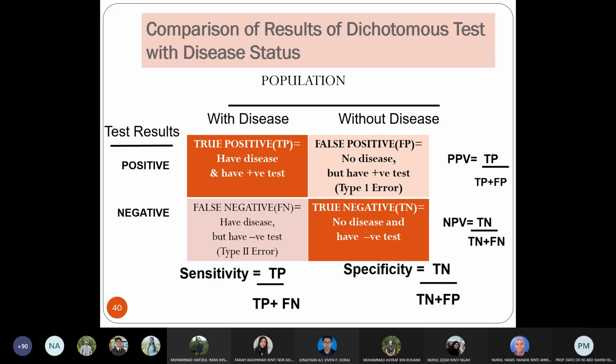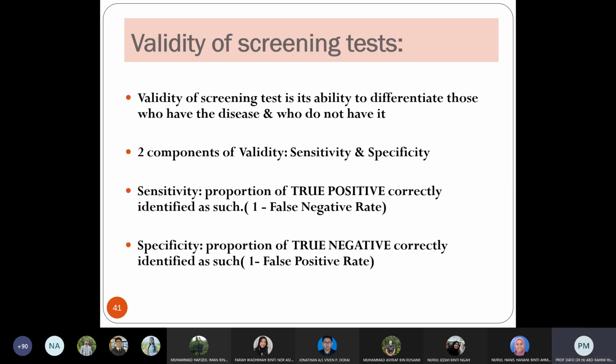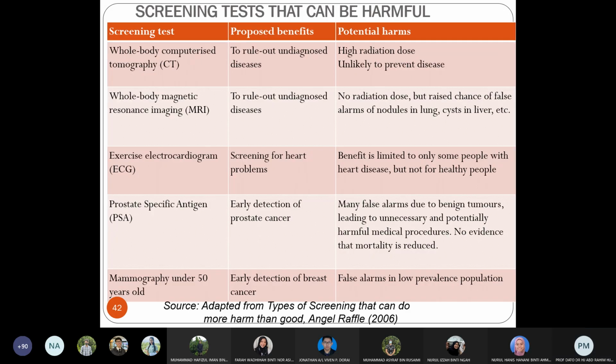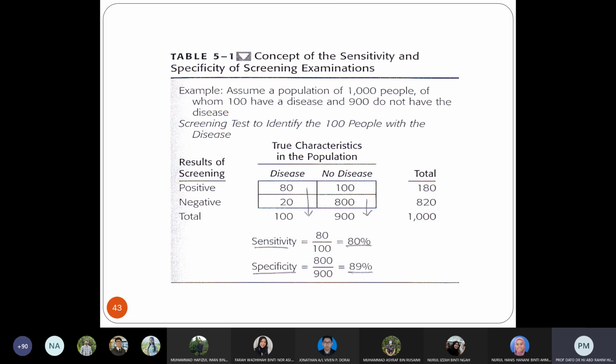So this is what is meant by sensitivity and specificity. Sensitivity is the proportion of true positives correctly identified, 1 minus the false negative rate. Specificity is the proportion of true negatives correctly identified as such, 1 minus the false positive rate. Okay. Screening tests can be harmful, yes. I will leave this to your reading, because of some of the instruments being used.